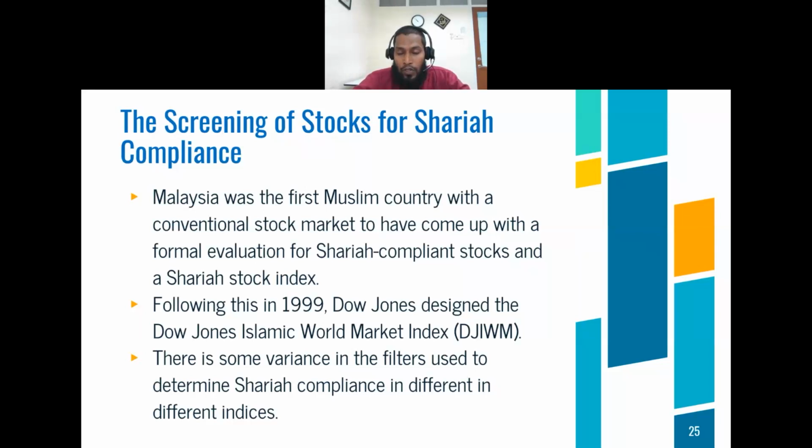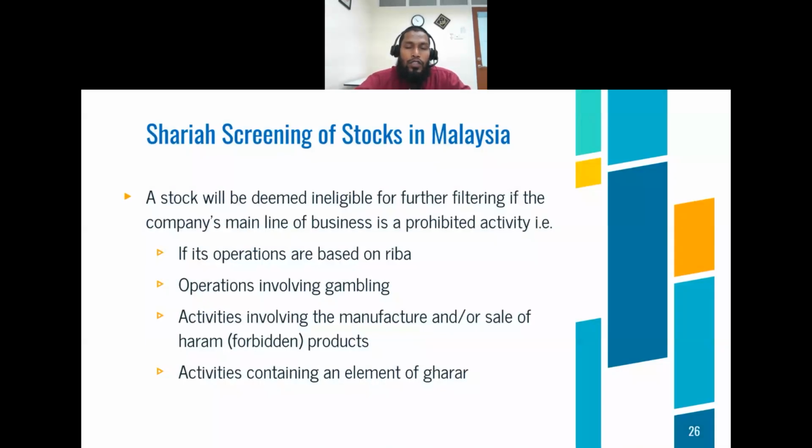So there are, starting from the Malaysia Securities Commission, and then there's FTSE, Dow Jones, MSCI, Standard and Poor's, and others. Even though there are many criteria, more or less they are the same. They only have little variance in terms of the filters. So let us look into the Sharia screening of stocks in Malaysia.